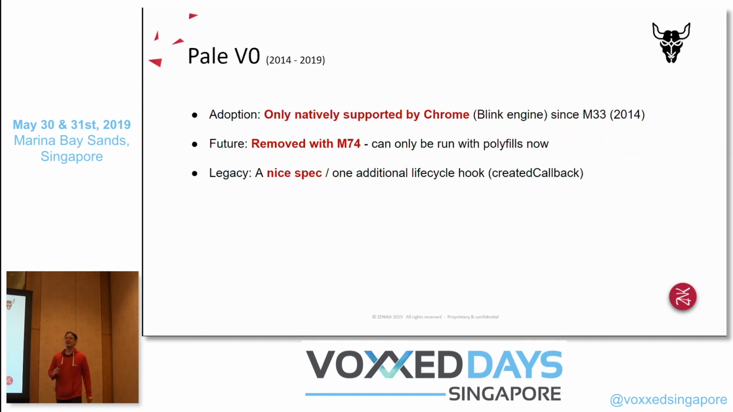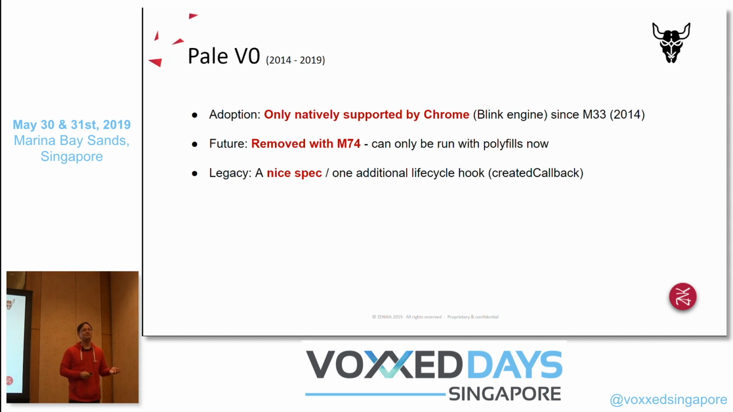Now, let's talk a bit about the history of web components now that we all know what features they provide. So we had a V0 spec back then. It started in 2014 with Polymer. How many of you have used Polymer before or tried it out? A few. All right. So it was only natively supported by Chrome. Otherwise, you needed some polyfills. More on that later. With the Blink engine since 2014, it has been removed very recently, or it was expected to be removed very recently. There are a few things that kept it living, but not for long.